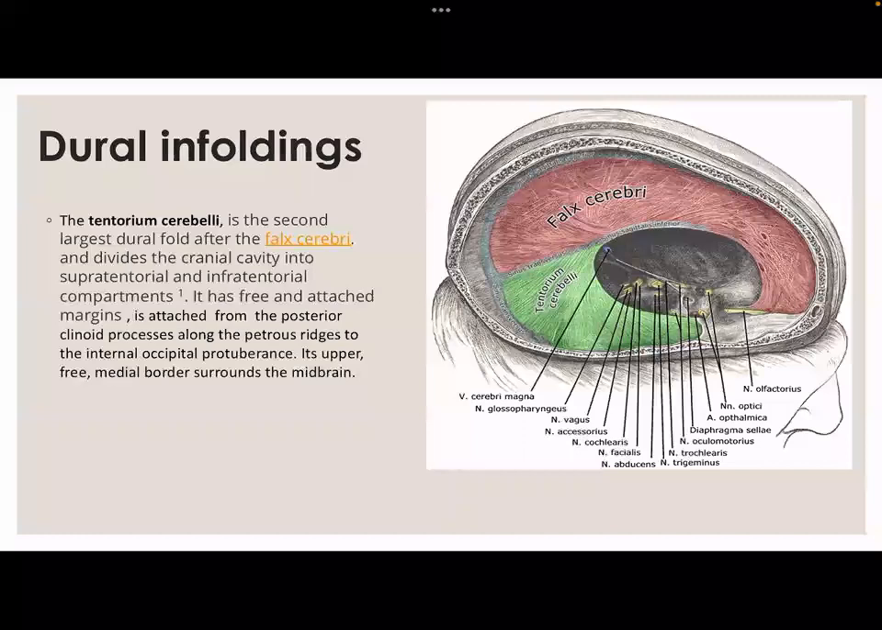Okay, and next is the tentorium cerebelli, the second largest dural fold after the falx. It divides the cranial cavity into supratentorial and infratentorial compartments. It has a free and an attached margin. It's attached from the posterior clinoid process along the petrous ridge to the internal occipital protuberance. Its upper free medial border surrounds the midbrain.